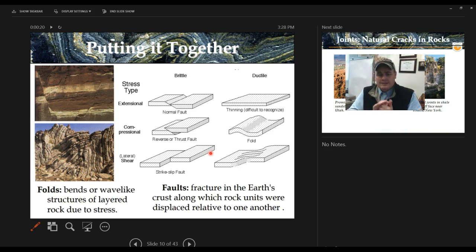Now, like I said, we've already talked about the ductile portion of this, and we call those folds. Okay, we have these bands of material acting in a ductile formation. Okay, now what I have are these blocks.